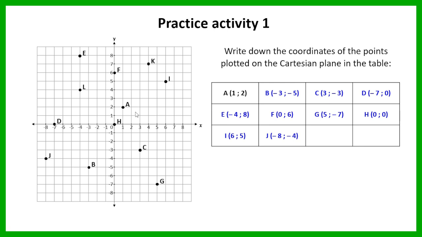Then for K, it's over here. The x value is 4 and the y value is 7. So K is the point 4, 7. And then the last one, L, is over here. X is -4 and y is 4. So you should have got for L, -4, 4. So that's what you should have got for all of those points in that example.